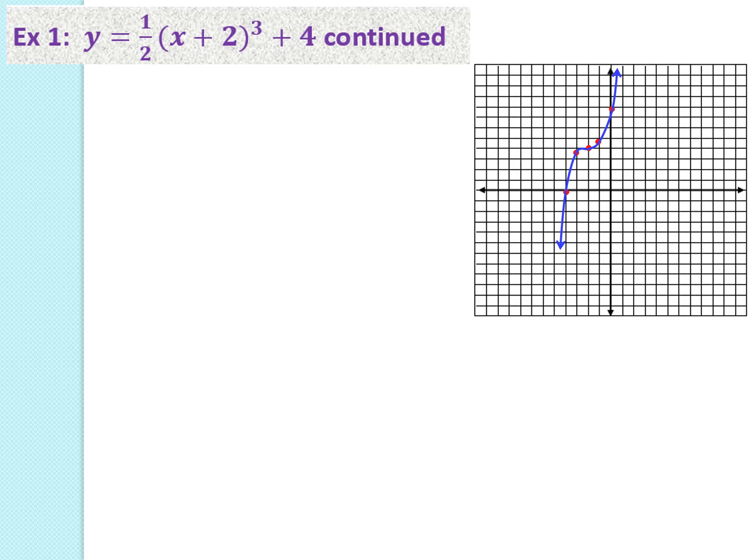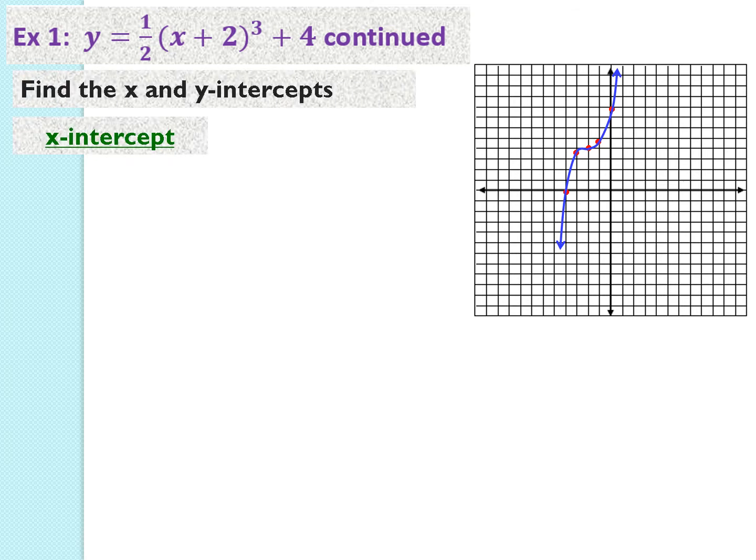Now, let's talk about finding the x and y intercept. So the x-intercept, if you remember, is where y equals 0. So I substitute 0 for y and just solve it. Now, think back to, I believe, day 4 in Unit 5C, where we solved these. We solved functions like these. So this is really not a new concept for us.